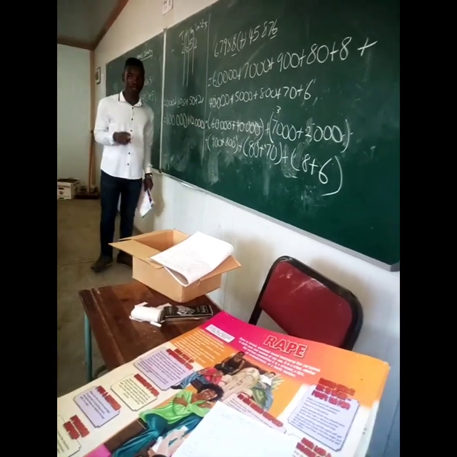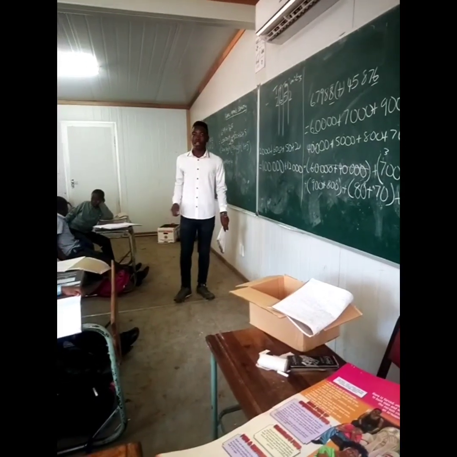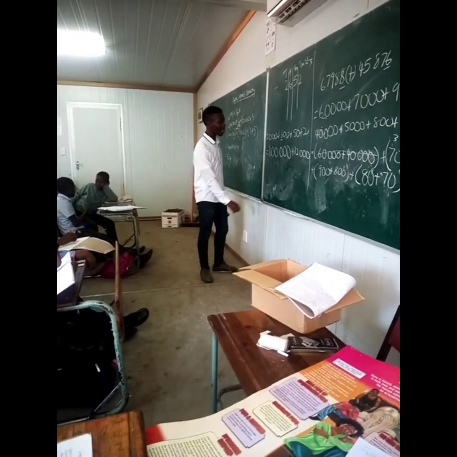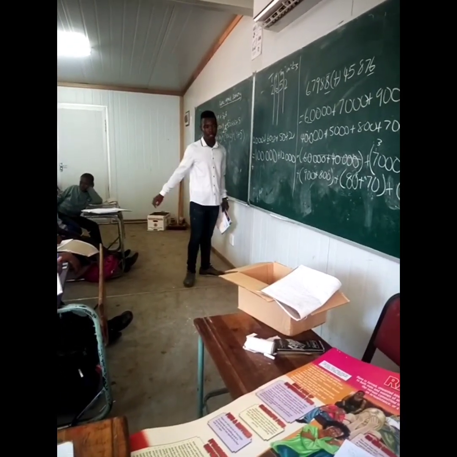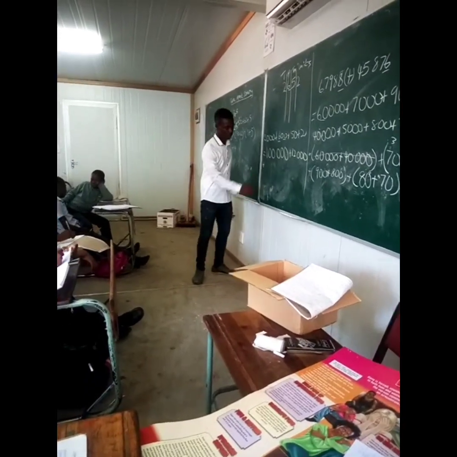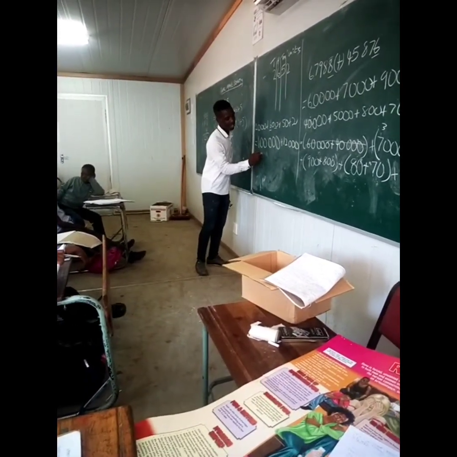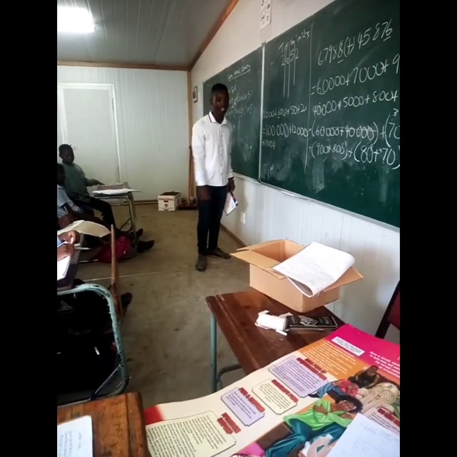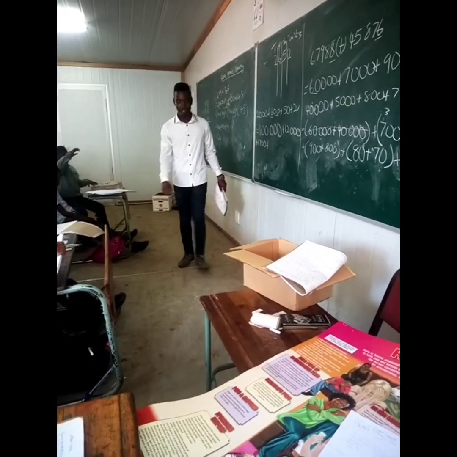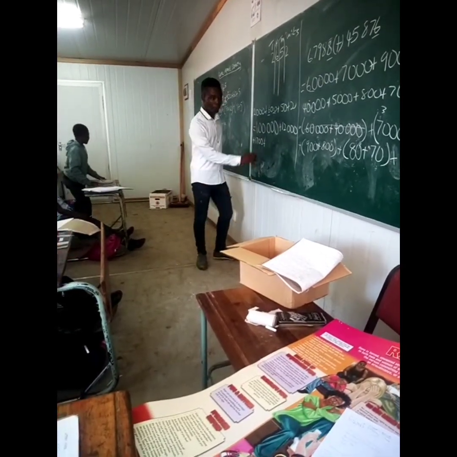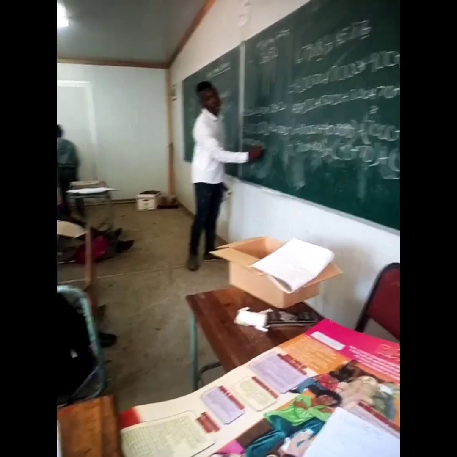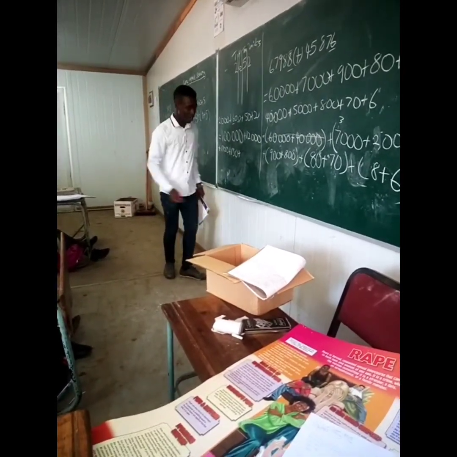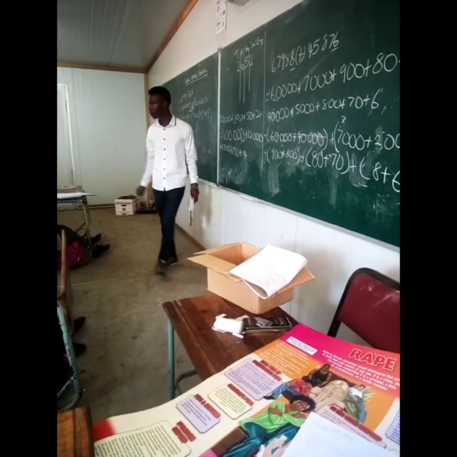Pause. Now, let's carry on. Okay, so 900 plus 800. 1,700. 1,700, right? Yes. Now, 80 plus 70. Yes. 150. Yes. 150. Now, 8 plus 6. 14.